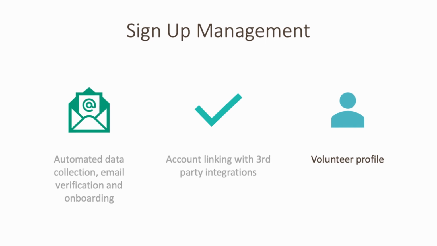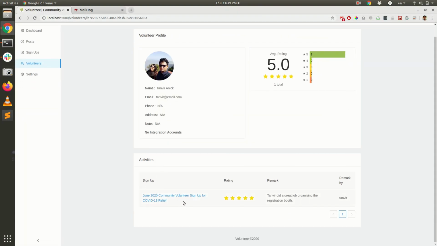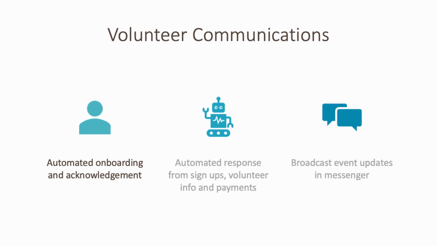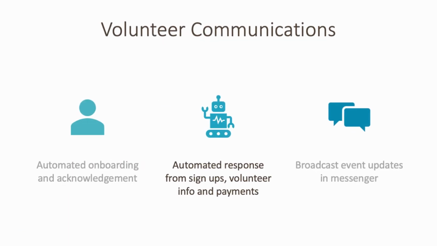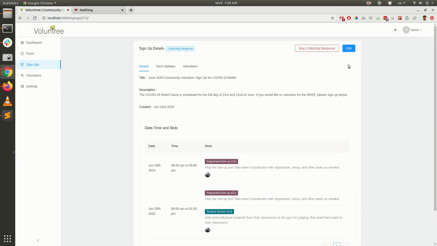Voluntree creates its own profile of the volunteer that is linked to both Facebook and third-party tools. Admins can see past activities, ratings, and remarks. This can be a great tool to identify returning volunteers and recognize their contributions. Voluntree can answer naturally spoken questions that are directly tied to the metadata of signups. It is also able to answer factoid questions by learning from the knowledge base you provide, so that you don't have to deal with repetitive questions over and over again.